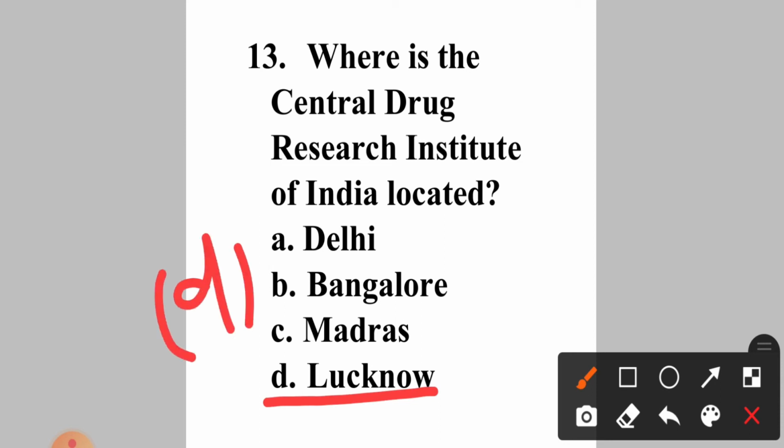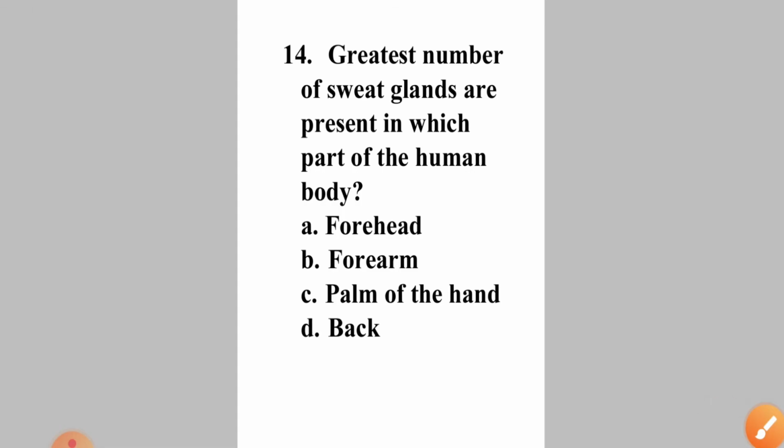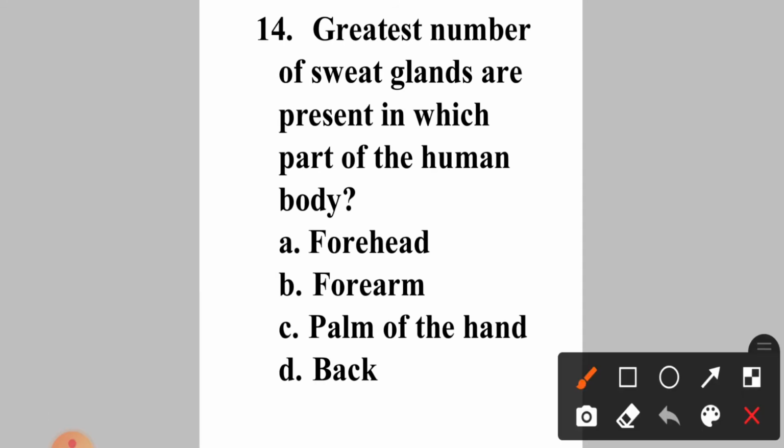Now come to question number 14. Greatest number of sweat glands are present in which part of the human body? Option A, forehead, B, forearm, C, palm of the hand, D, back. Okay, so it is also a question to be remembered. Greatest number of sweat glands are present in palm of the hand. Okay, option C.